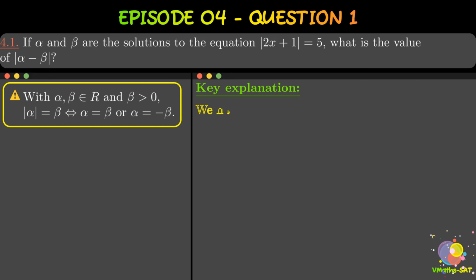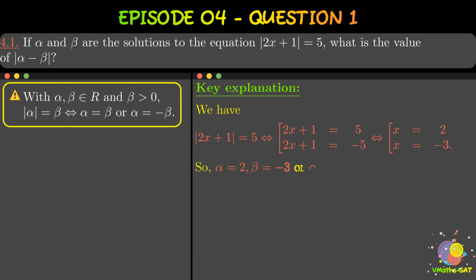We have the equation absolute value of 2 times x plus 1 is equal to 5 is equivalent to 2 times x plus 1 is equal to 5 or 2 times x plus 1 is equal to negative of 5. Further simplifying, this means x equals 2 or x equals negative of 3.